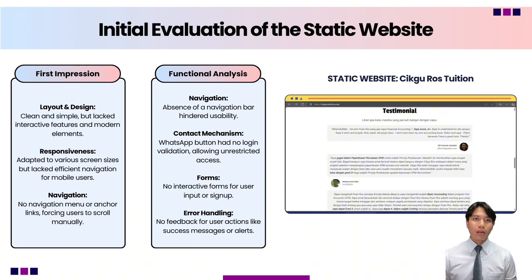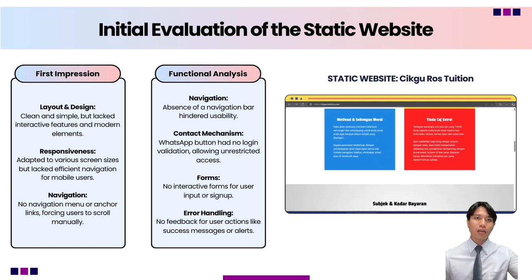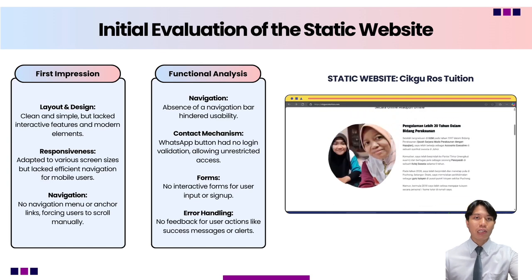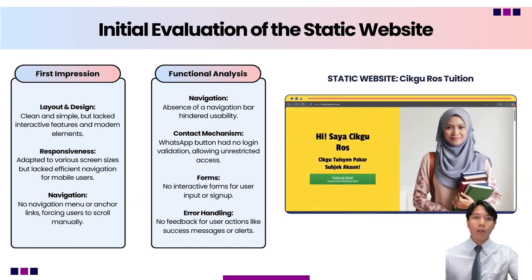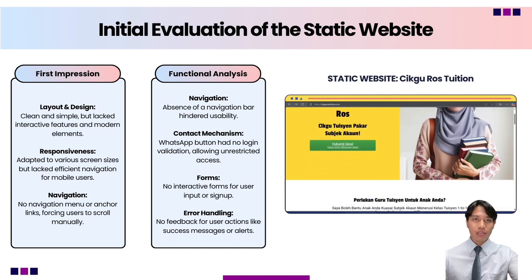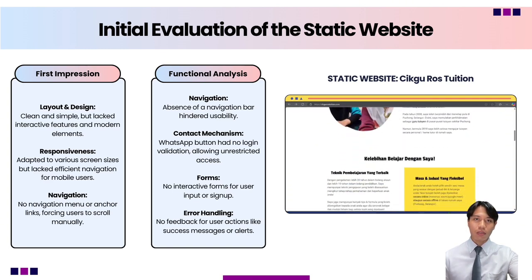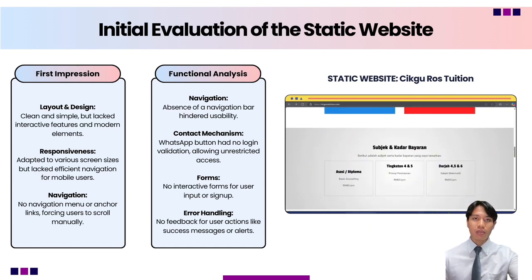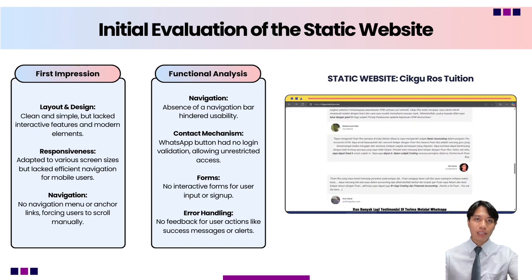So next, in terms of functional analysis for this static website, the key functional issues include the lack of a navigation bar, no login validation for WhatsApp access, and also no forms for user interaction. Additionally, there were no error handling mechanisms to provide user feedback, making the website less intuitive.